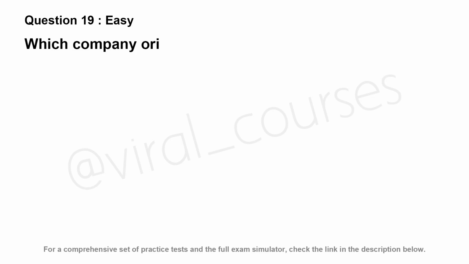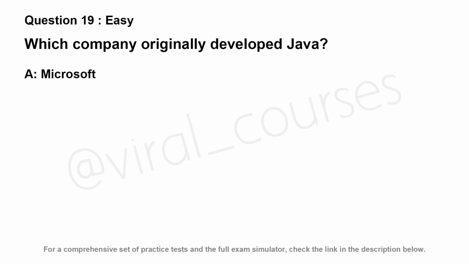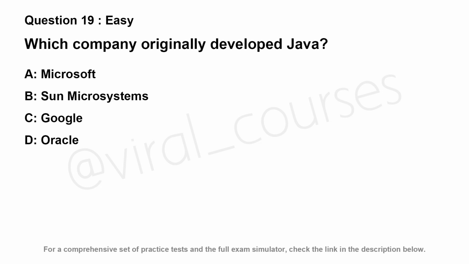Which company originally developed Java? Option A, Microsoft. Option B, Sun Microsystems. Option C, Google. Option D, Oracle.